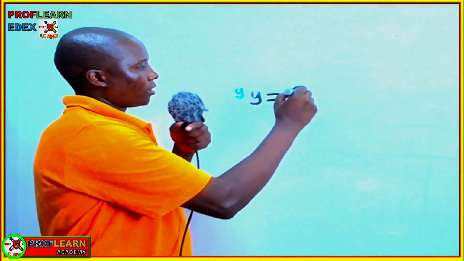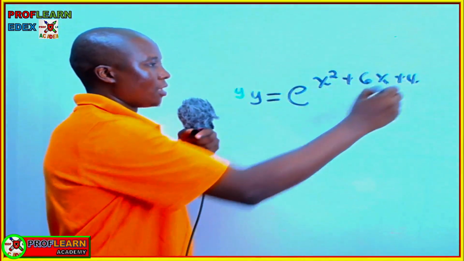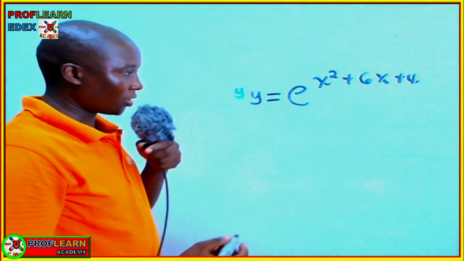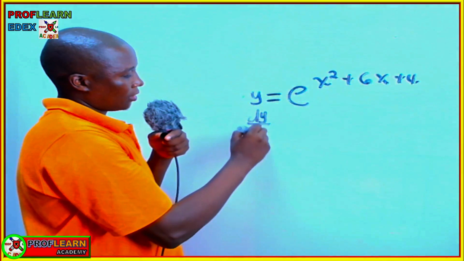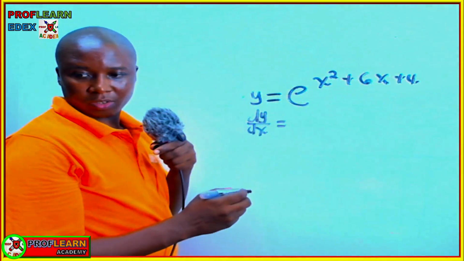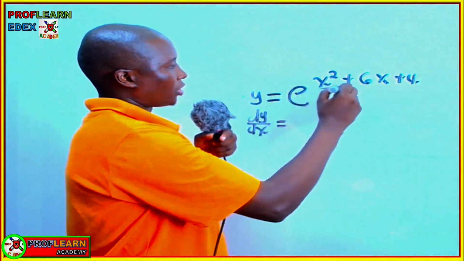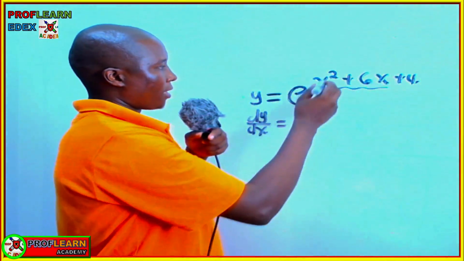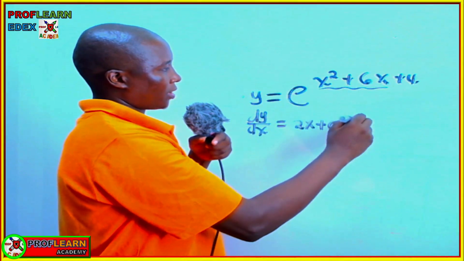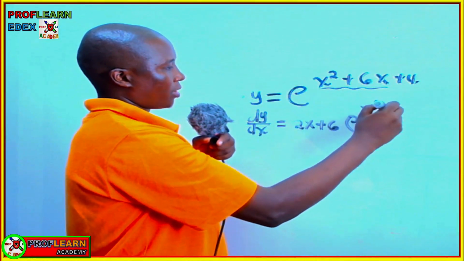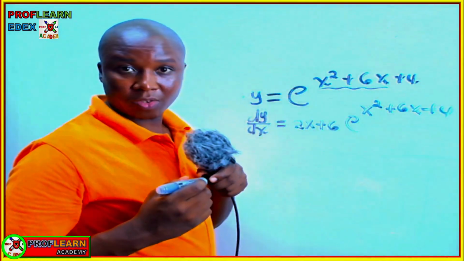to x squared plus 6x plus 4. Now, how do you differentiate a function like this? To find dy/dx, you differentiate the function at the top, and this is going to be (2x plus 6) over (x squared plus 6x plus 4), and you're going to leave your answer.